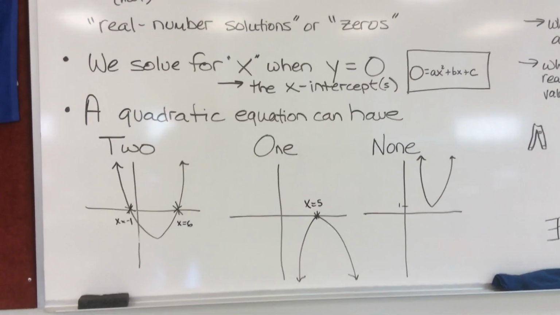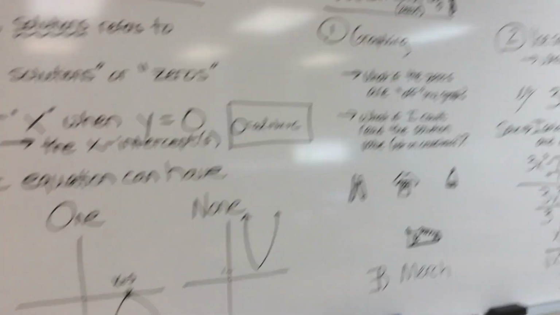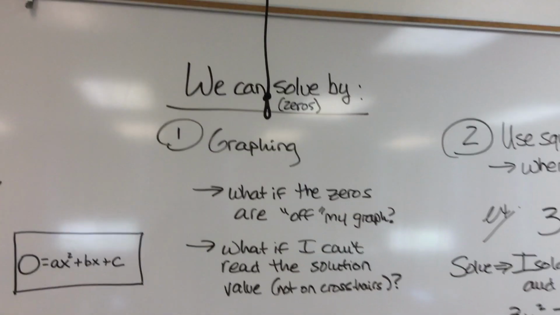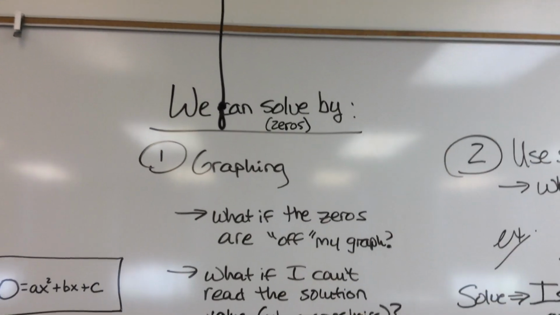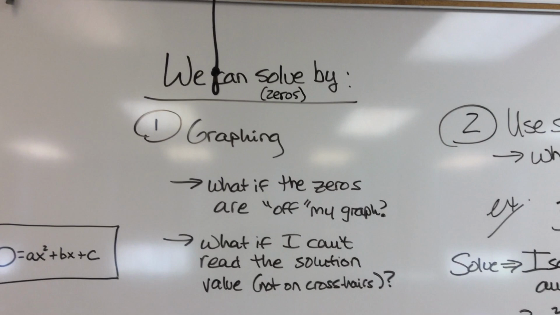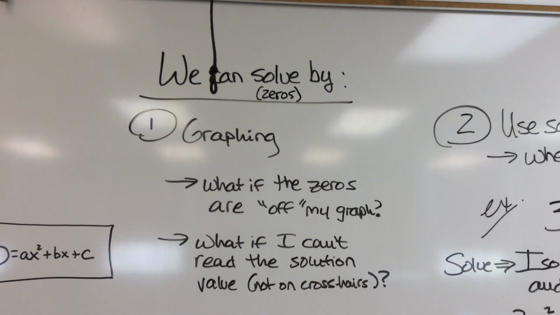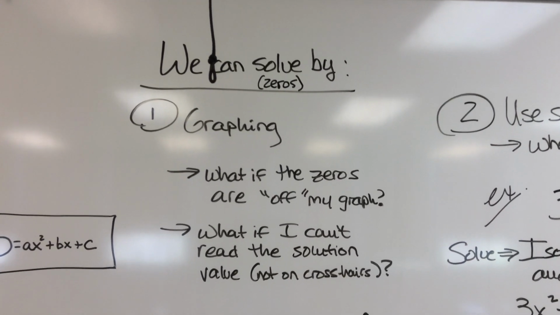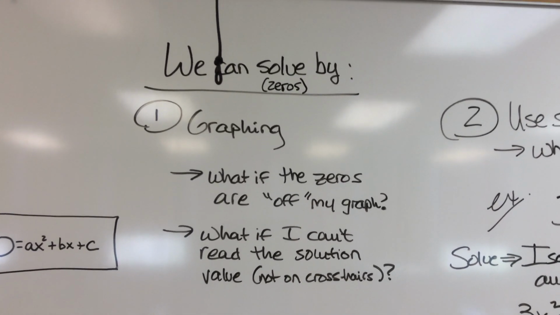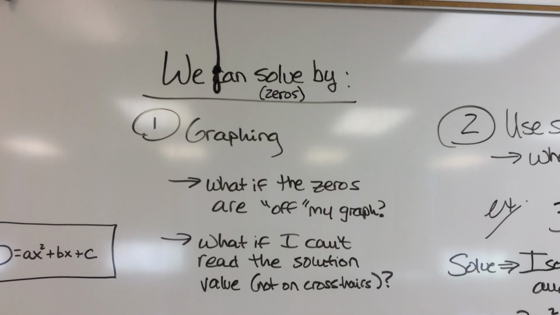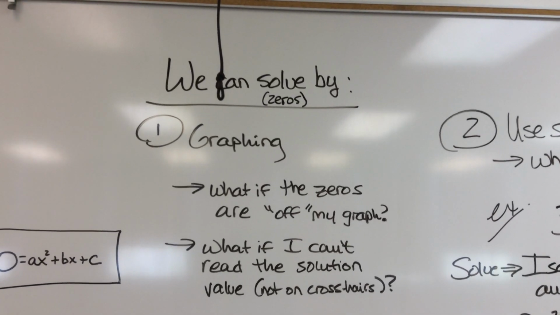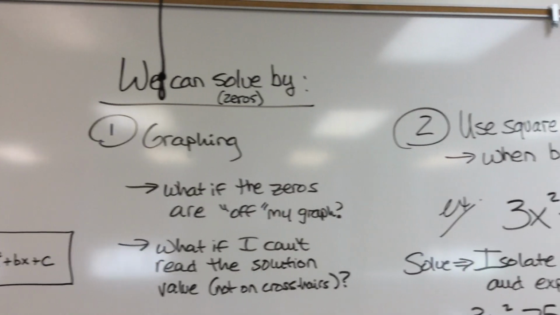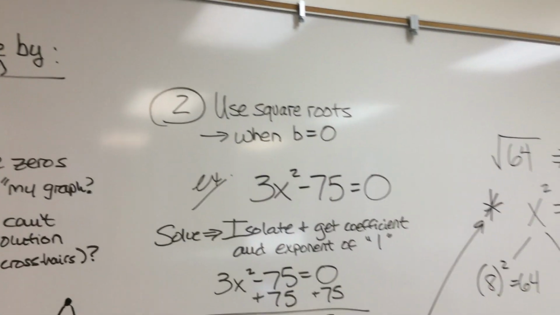for our quadratic equations. So we can solve these by either graphing, which we've already done. But what if for our quadratic, our zeros are off my graph? What if I can't read the solution because it's not on the crosshairs? So there's reasons we want to solve these other than graphing. We want to solve them in a different way, so we solve them algebraically. And for section 9.3, we're going to use square roots.